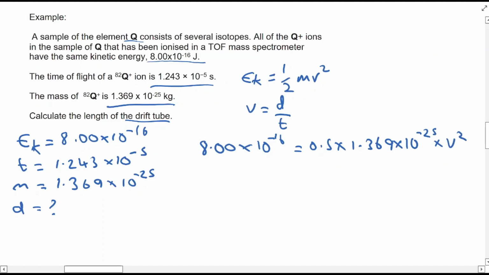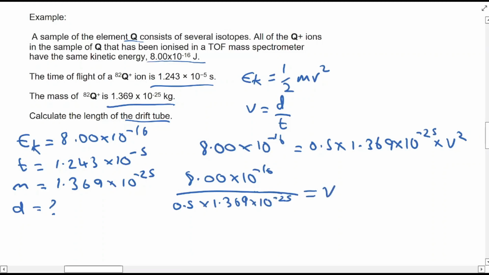So now what I need to do is do some rearrangement. So I'm going to go 8.00 × 10⁻¹⁶ divided by 0.5 times 1.369 times 10 to the power of -25 equals v squared. Now if I want to get rid of a square, the opposite function is a root, so I can put the whole thing in a big square root, and then I can use my calculator to make sure I get the right answer.